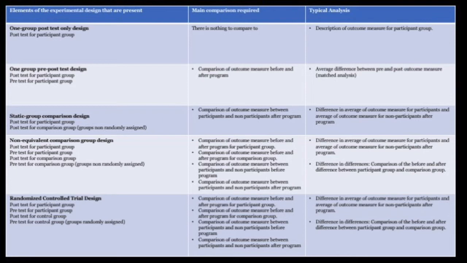But in the randomized controlled trial, you can use the same four comparisons, right? The change, comparison before and after for both groups, participant and control. You can do the before comparison for participants and non-participants, and the after for participants and non-participants. And you can do this difference in difference, how much the participants change and how that compares to how much the non-participants change. This difference in the change, or difference in difference, is the program effect that you're looking for in a randomized controlled trial.